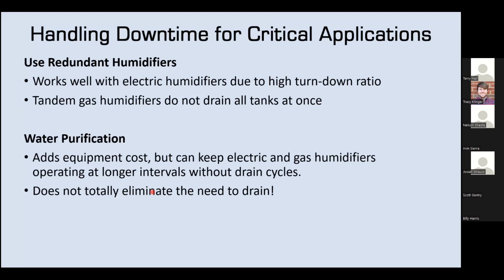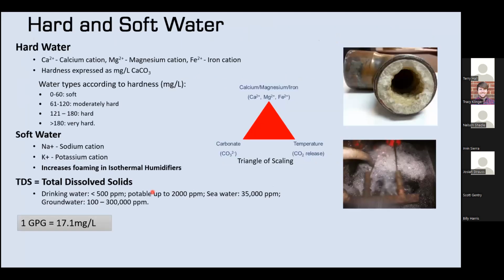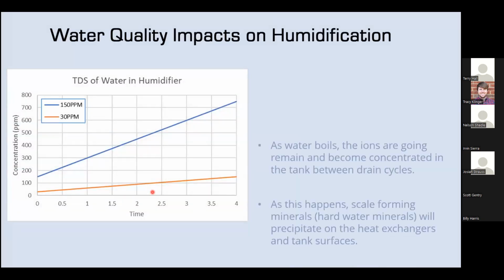So with RO water, we can drain once a day. We don't, but it does not eliminate the total need to drain. And the reason is we still get a little bit of dissolved ions. They can produce scale, or produce foaming in your water.